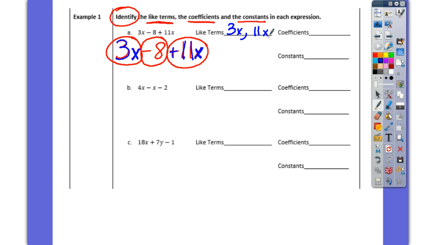Now in my expression, list the coefficients. Coefficient. Numbers that are with variables. Co-workers. So what are my coefficients? What's my coefficient to this x? 3. The 3, right here. So 3 is a coefficient. Any others? 11. The 11 that is with this x.